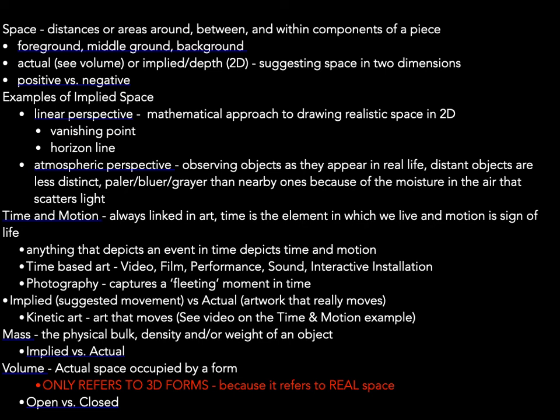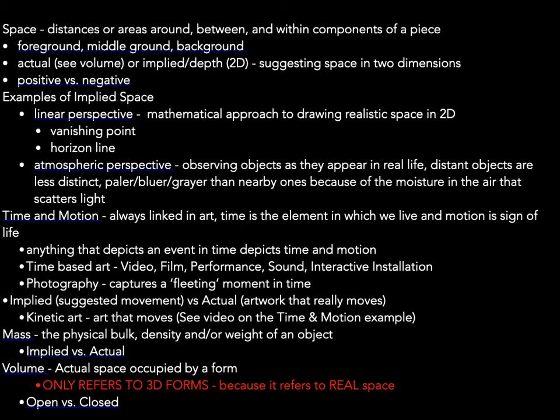The next element is time and motion. Time and motion are always linked in art. Time's the element in which we live, and motion is a sign of life. Because of this, time and motion are one element. It's like two sides of the same coin. So if you talk about time at one point and then you talk about motion later, you're still only getting credit for one element in the analysis. It's really important to understand that.